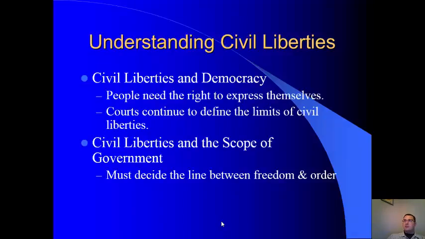So in a democracy, people need civil liberties to express themselves, and courts figure out what those limits are. The pursuit of happiness extends so far, and you can express yourself up to a certain point, right? And you see courts struggling to define where that line is. You have to decide the line, as it says there in the slide, between freedom and order. Where do the courts draw the line at how far you can express yourself? Do we try to have limited government in this way, or do we regulate it? And in which situations do we and don't we?